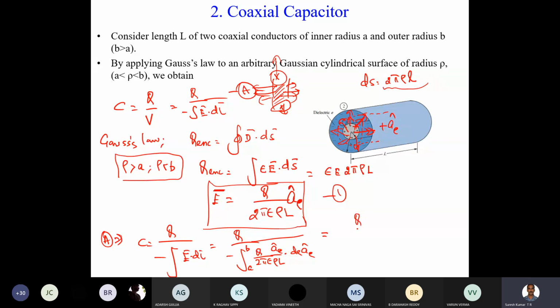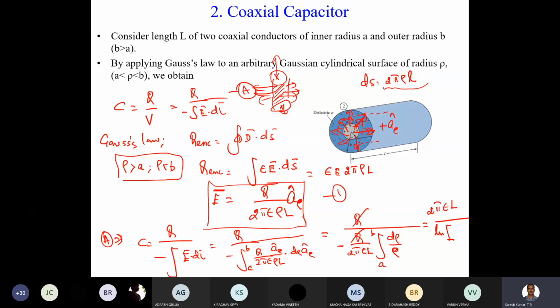So we will get Q over the denominator, Q 2 pi epsilon L; all these are constant. What remains is the integration from A to B of d rho over rho. This Q and Q will get cancelled, right? And this 2 pi epsilon L will go to the numerator. So 2 pi epsilon into L over the integral of d rho by rho, which is the natural log of rho. Okay, so ln.